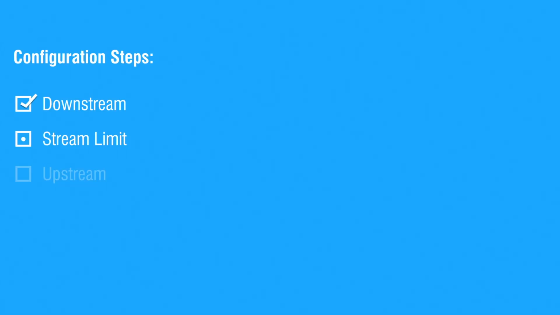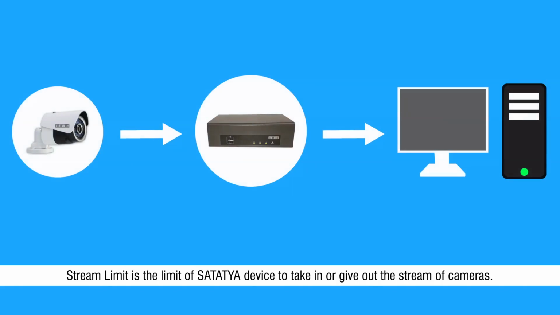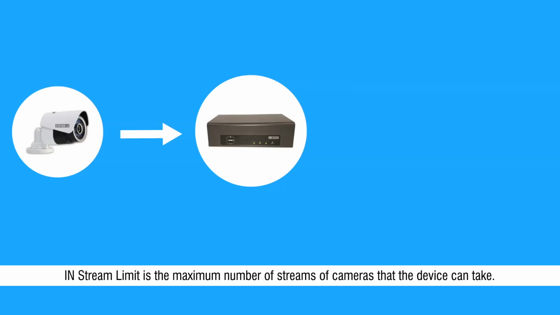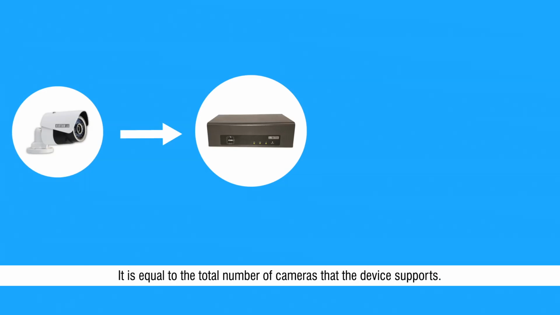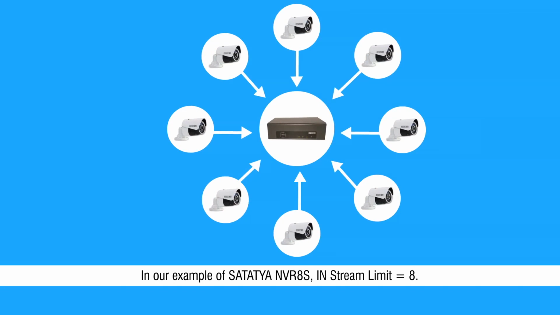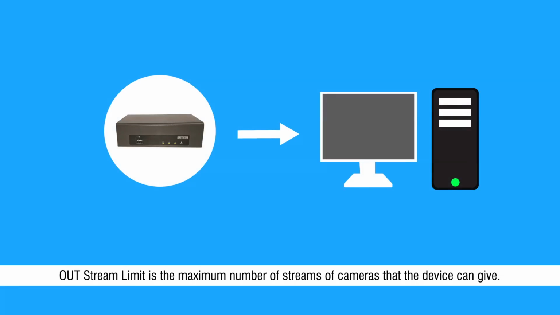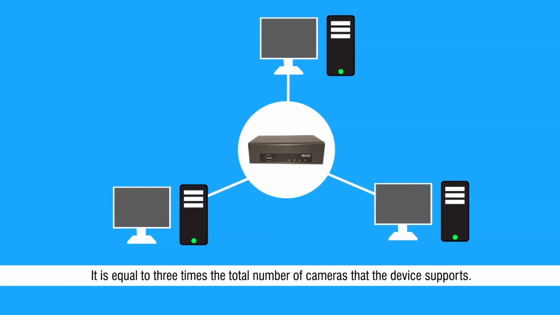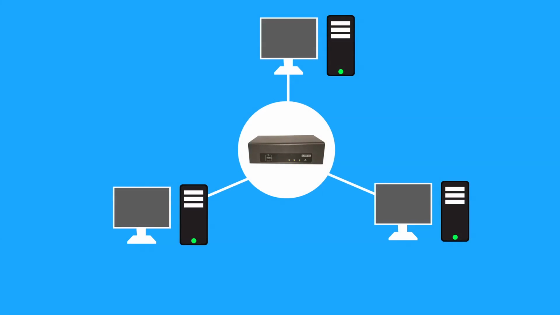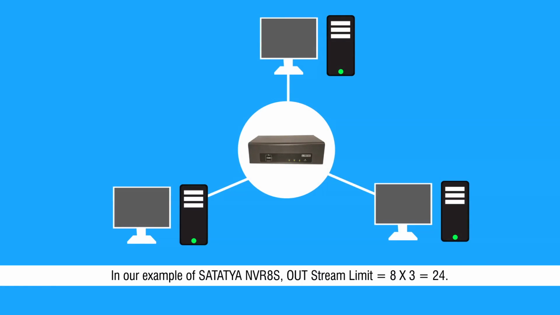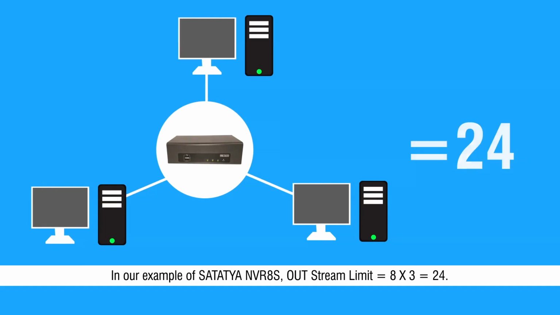Let us understand about stream limit. Stream limit is the limit of SATATYA device to take in or give out the stream of cameras. In-stream limit is the maximum number of streams of cameras that the device can take. It is equal to the total number of cameras that the device supports. In our example of SATATYA NVR8S, in-stream limit is 8. Outstream limit is the maximum number of streams of cameras that the device can give. It is equal to 3 times the total number of cameras that the device supports. In our example of SATATYA NVR8S, outstream limit is 8 into 3, that is 24.